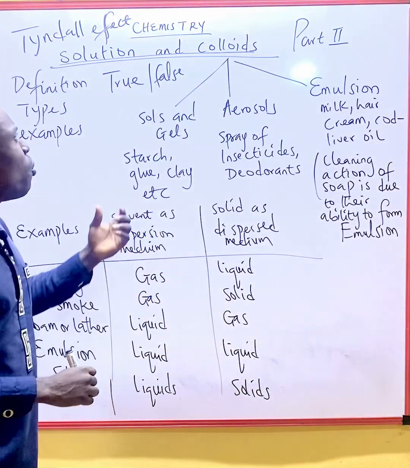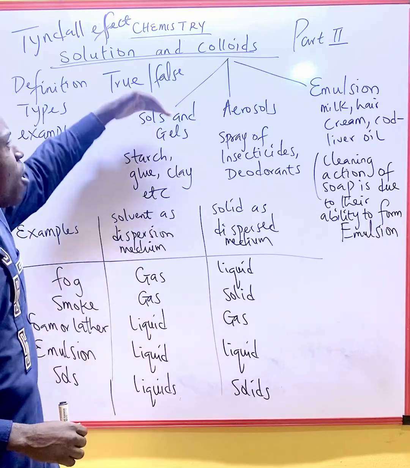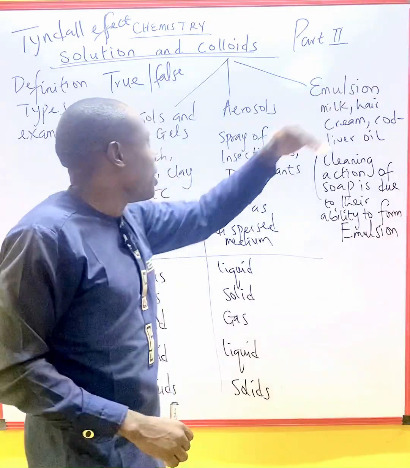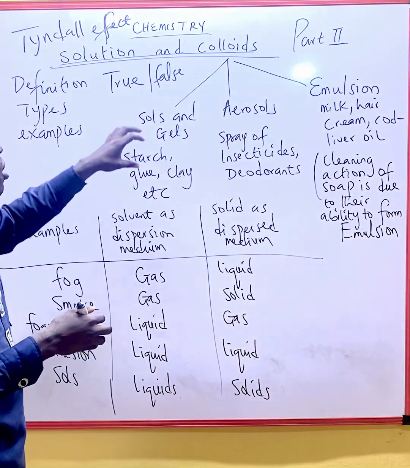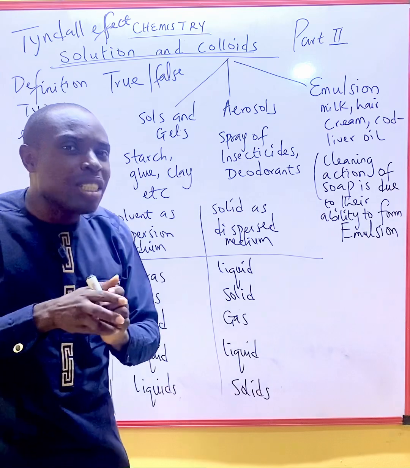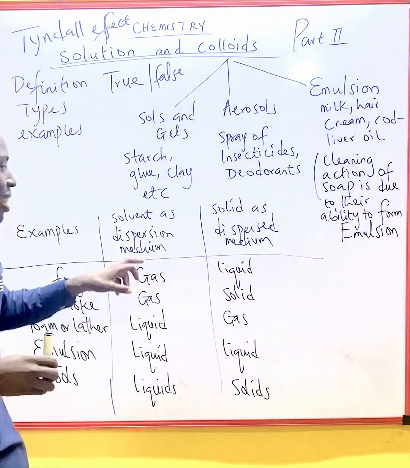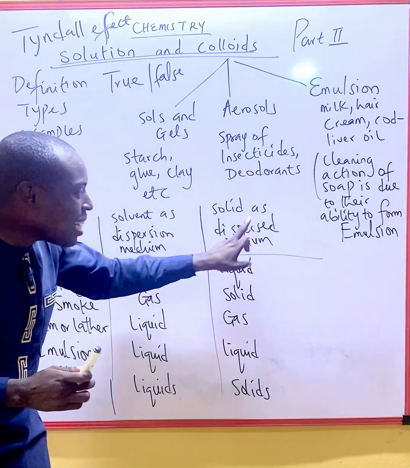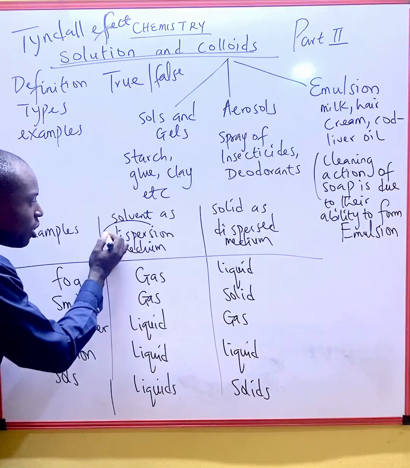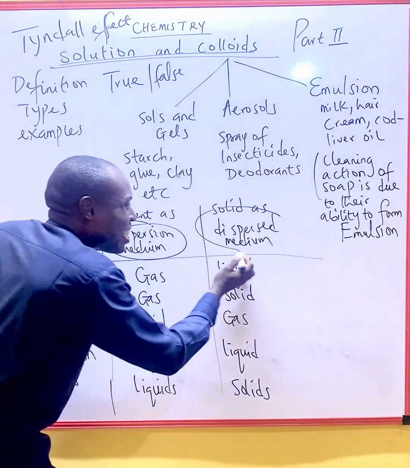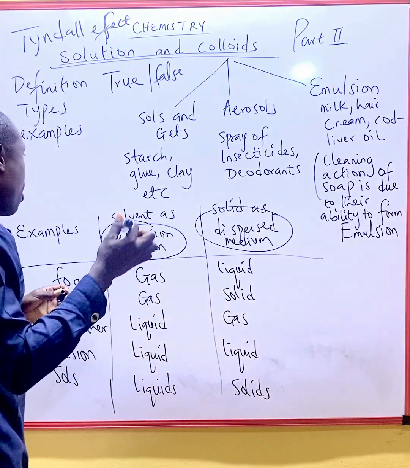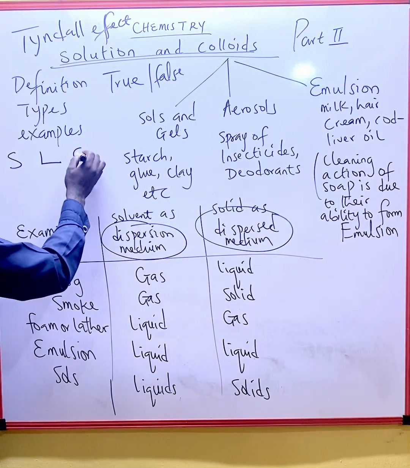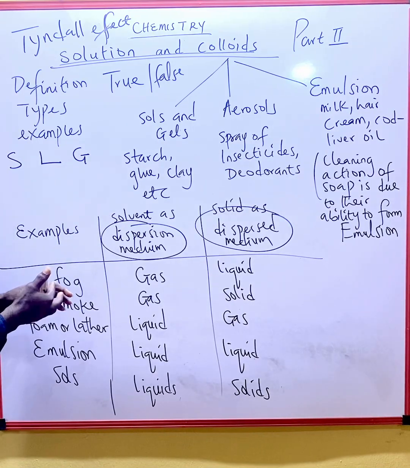Now we move to the types of colloid. They are the sols and gels, we have the aerosols, and we have the emulsion. Before we talk about this part under colloid, there are two things worthy of note: the dispersion medium, which is usually the solvent, and the dispersed medium. Don't get it twisted. Of course, I believe you are aware of the solid, liquid, and gas. Very, very simple.